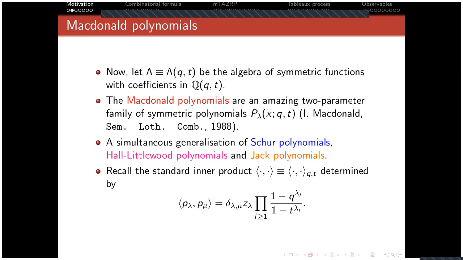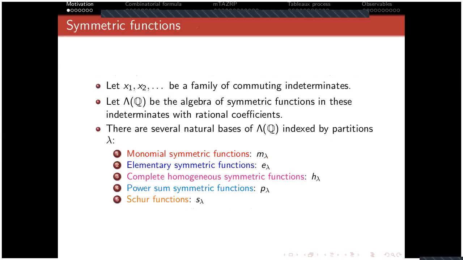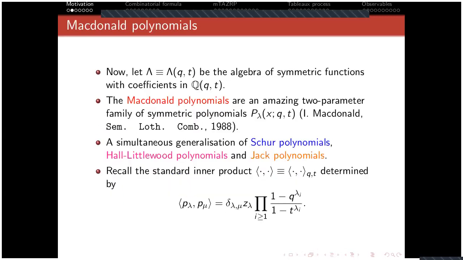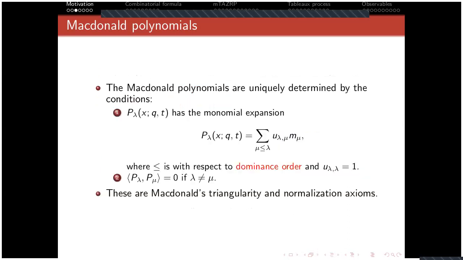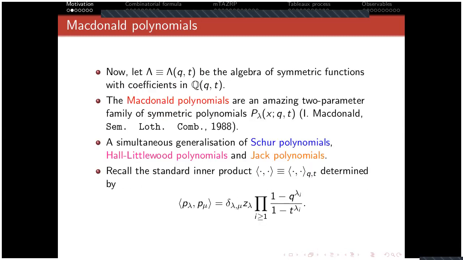And to define them, I'll define an inner product. Remember, I said that the p_lambda, the power sums, are a basis. So you can define an inner product by defining it on the basis. Here is the formula. The q and the t appear here. So the P's are orthogonal with respect to this inner product, with their norm given by the norm squared. And they are uniquely determined by the following. So P_lambda(x; q, t) are these polynomials.